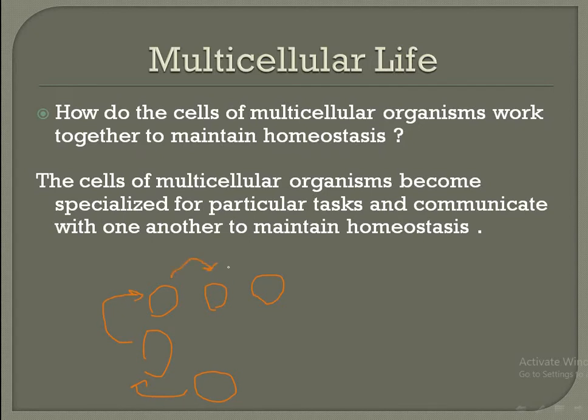So these cells communicate with each other and help each other to maintain homeostasis. In a multicellular organism, each one of these cells is specialized for a particular task and communicates with the others just to maintain homeostasis.